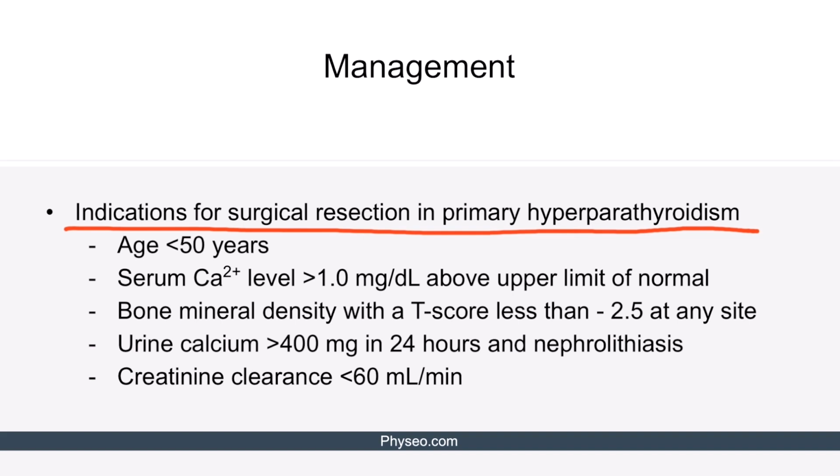Nephrolithiasis is another indication for surgery. Finally, creatinine clearance less than 60 milliliters per minute indicates severe kidney injury from hypercalcemia. Therefore, patients should also undergo parathyroidectomy.